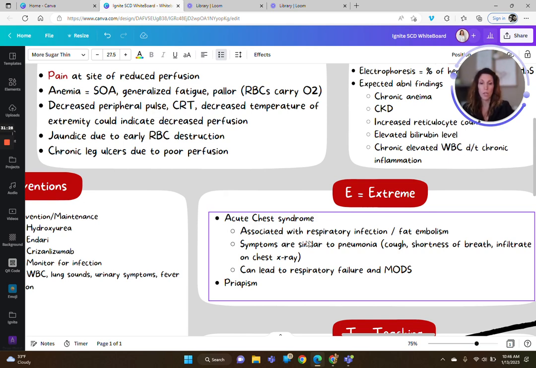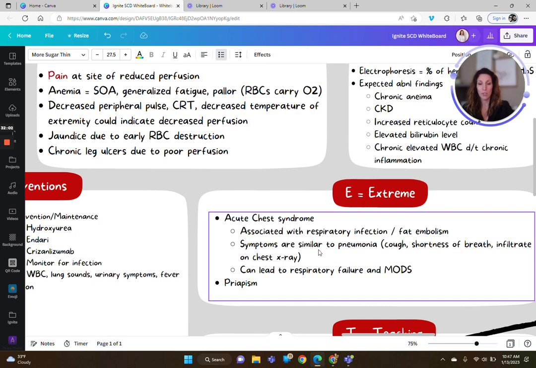And this is associated with respiratory infection or fat embolism. And fat embolism, I would say most commonly we're going to hear about that in a patient who has a broken bone, especially a large bone, and that bone marrow is affected, and it releases some different substances that is just called a fat embolism. So that is what acute chest syndrome is associated with, okay?